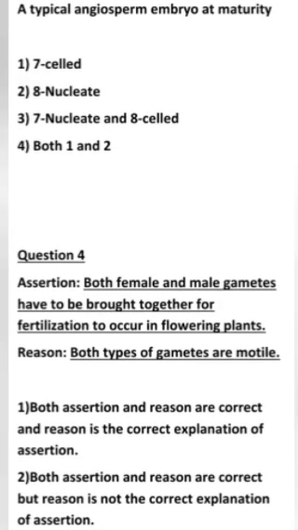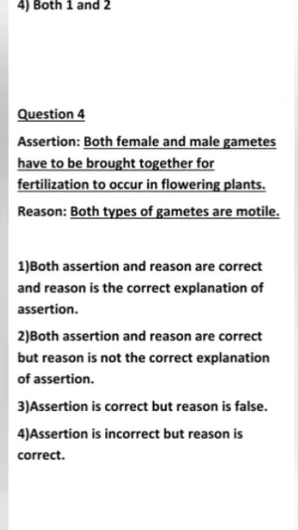Now coming to the third question. A typical angiosperm embryo sac at maturity is: 7-celled, 8-nucleate; 7-nucleated and 8-celled; or both 1 and 2. So here the answer should be both 1 and 2. Here we can see that the cells are less and nucleus is more. So it is 8-nucleate and 7-celled. Therefore the fourth option is the correct option.